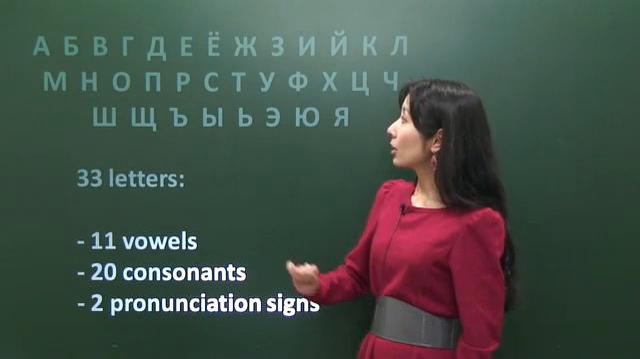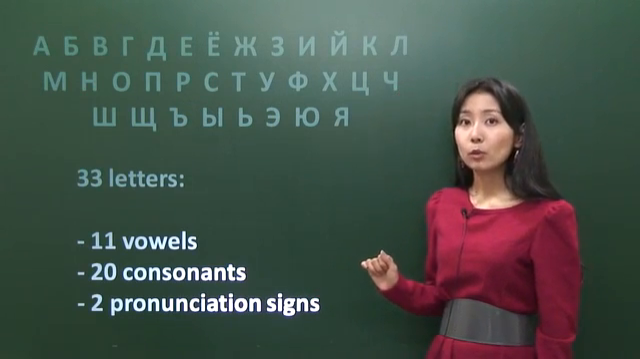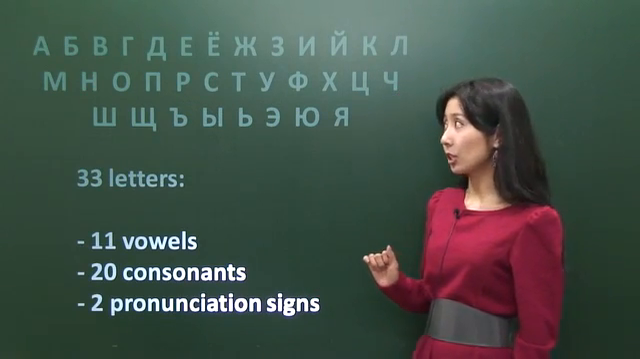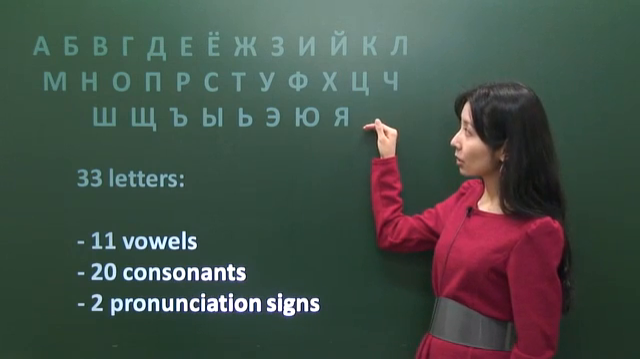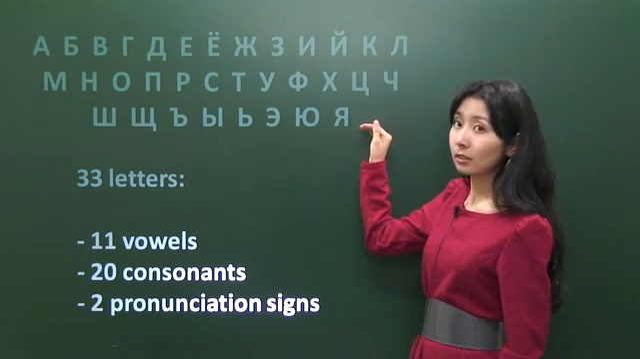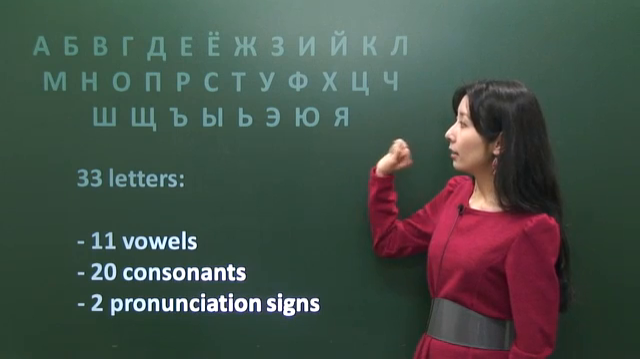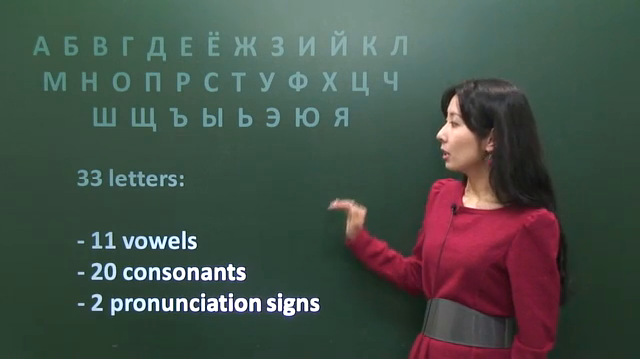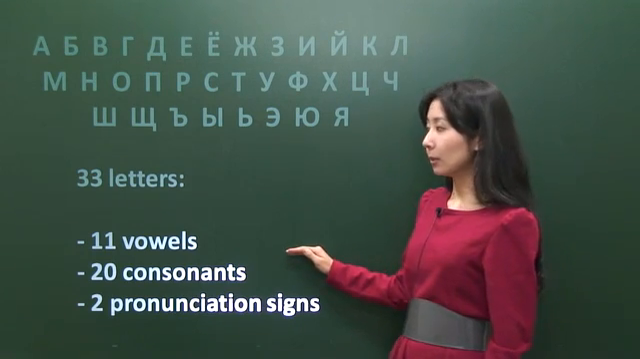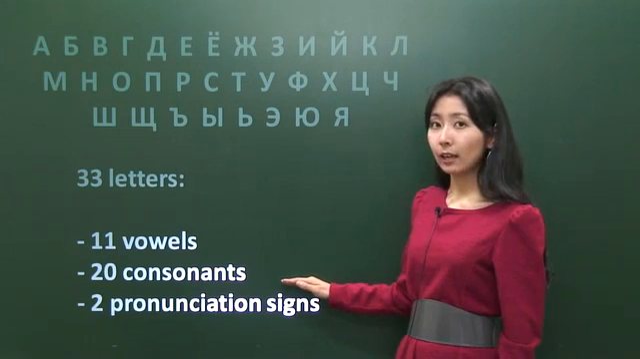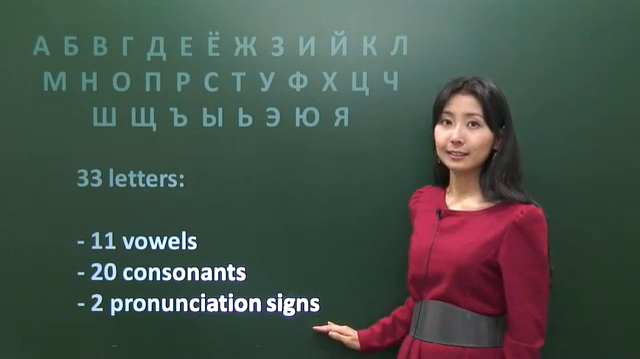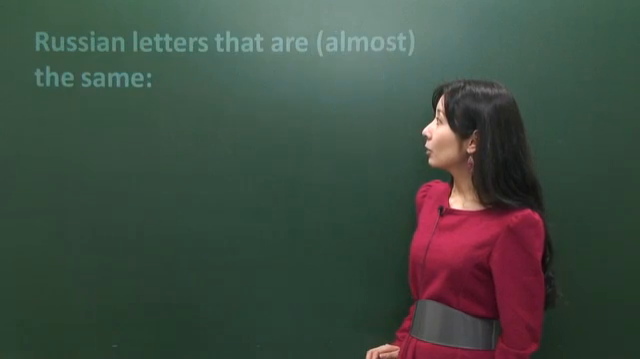The Russian alphabet is based on the Cyrillic script, which is used in many Slavic languages. Here is the Russian alphabet as it appears in the dictionary order. There are 33 letters. 11 of them designate vowel sounds, 20 are for consonants, and there are also 2 pronunciation signs. So let's have a closer look at them.